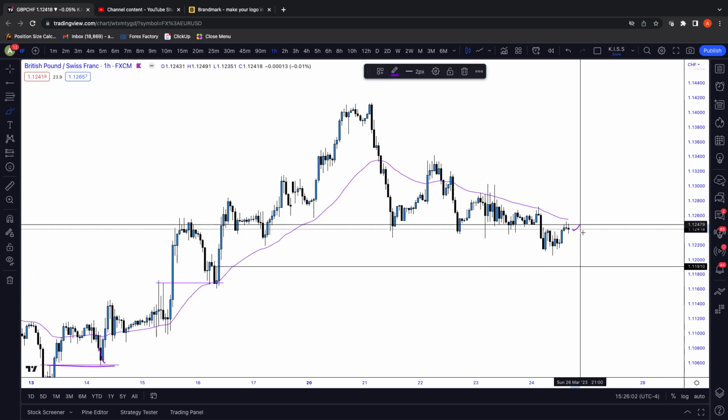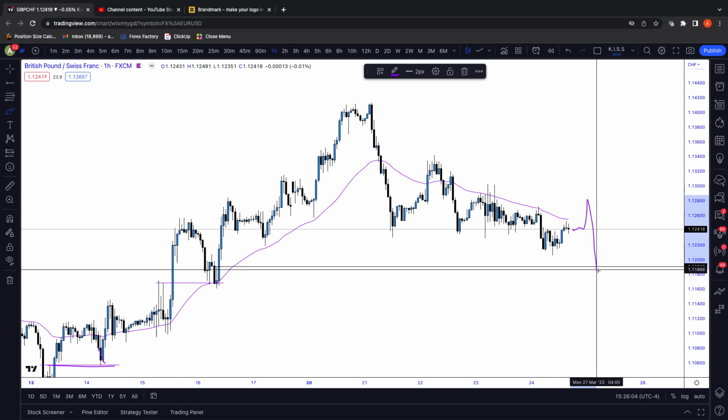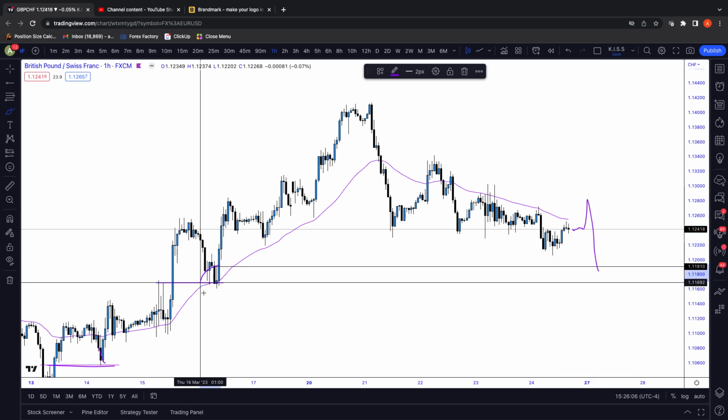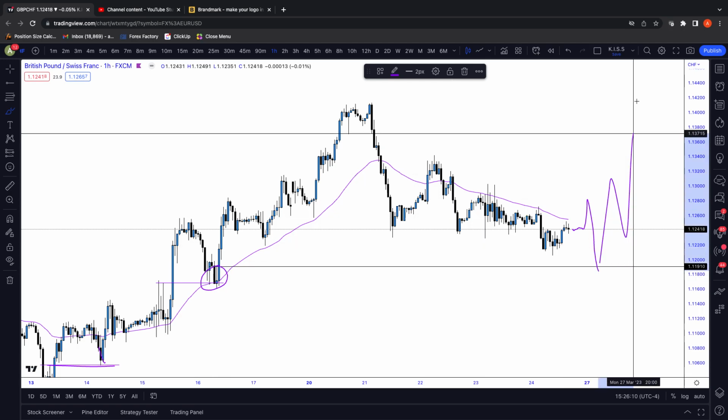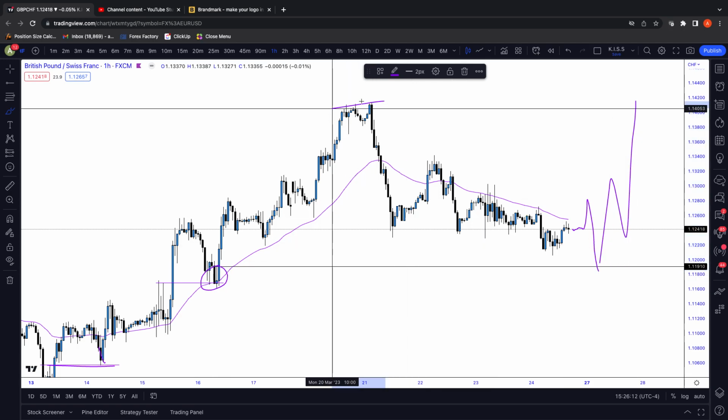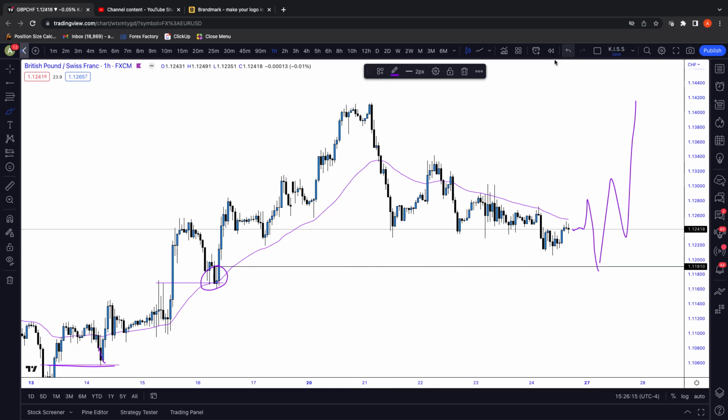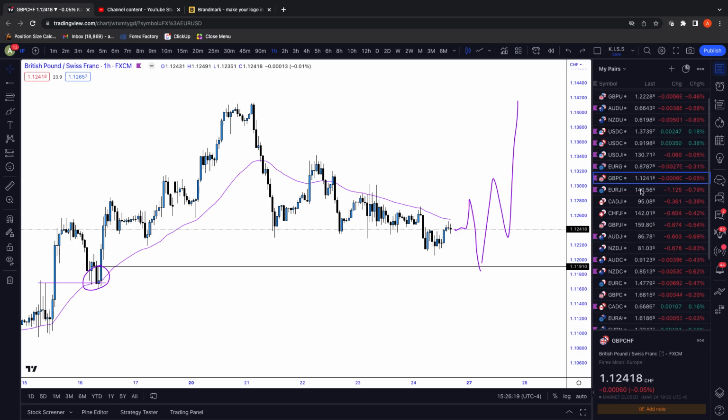And so we can see that type 2 again, right? Run the highs, run the lows, mitigate, make the market efficient, and then break structure higher. That would be really clean confirmation for continuation into our previous high. All right, so nothing's changed there on pound Swiss.